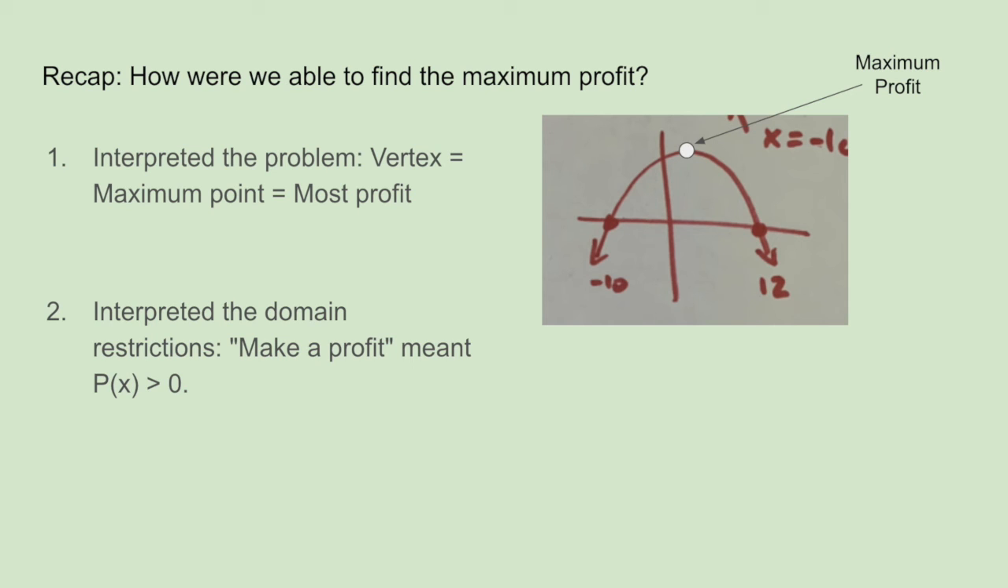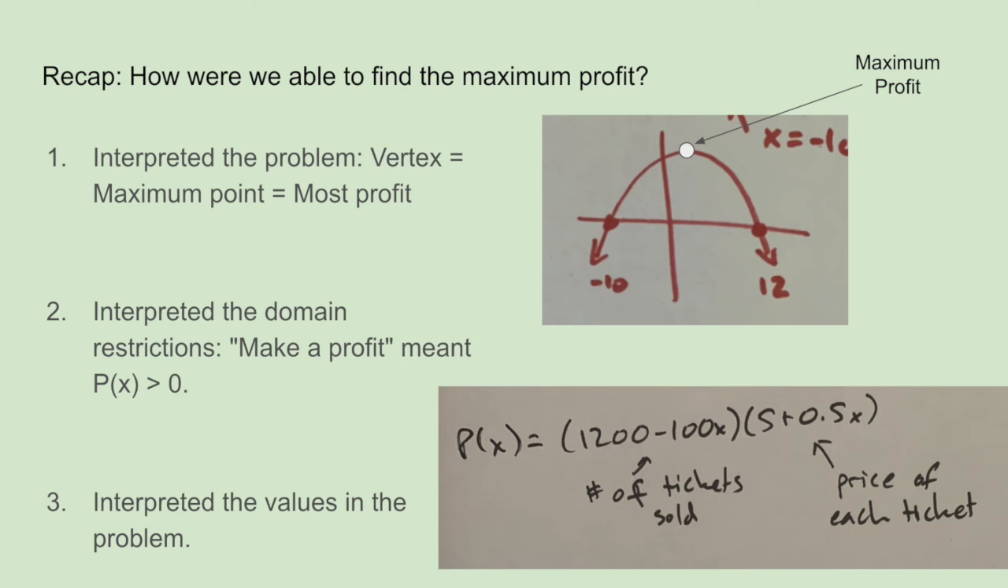Then we needed to interpret the domain restrictions. When it said make a profit, that meant that p of x needed to be greater than 0. That told us that we needed to find the zeros, right? Find where it was 0, and know that anywhere in between there, the value of p of x was going to be greater than 0. It was going to be positive.